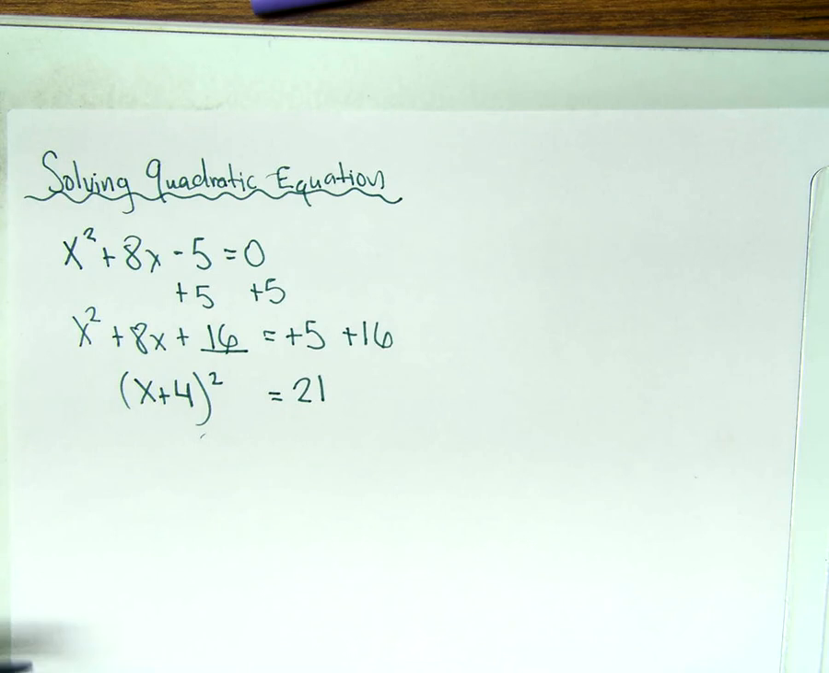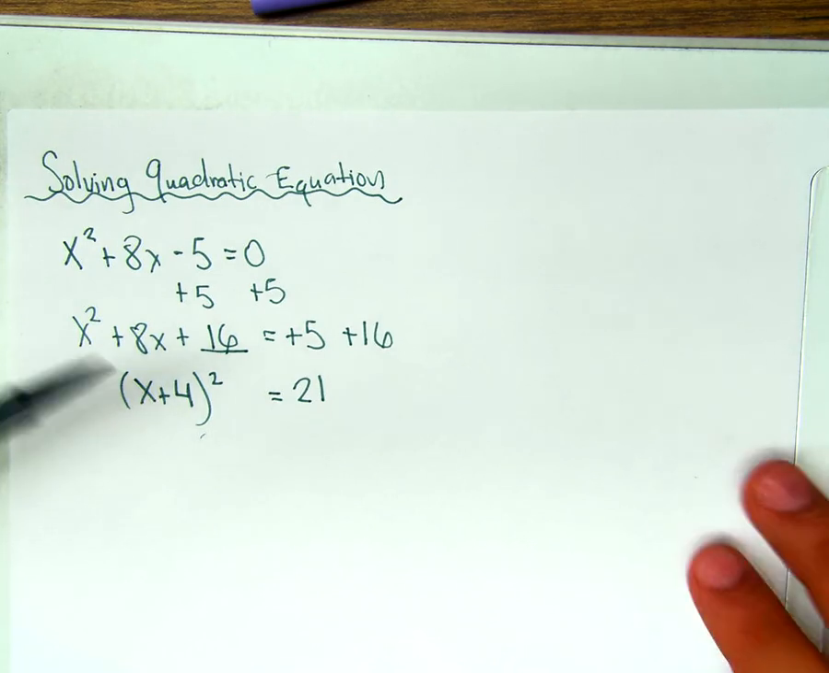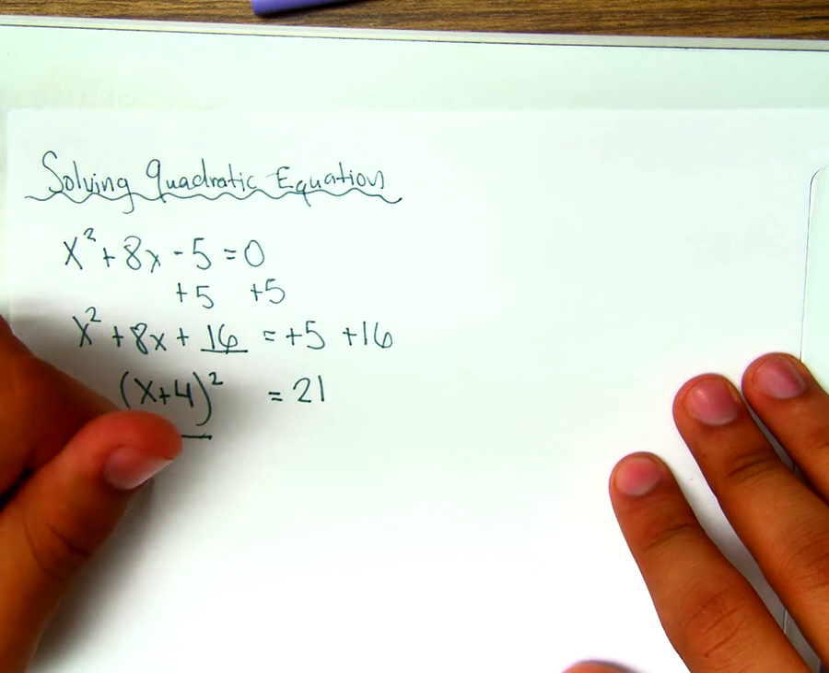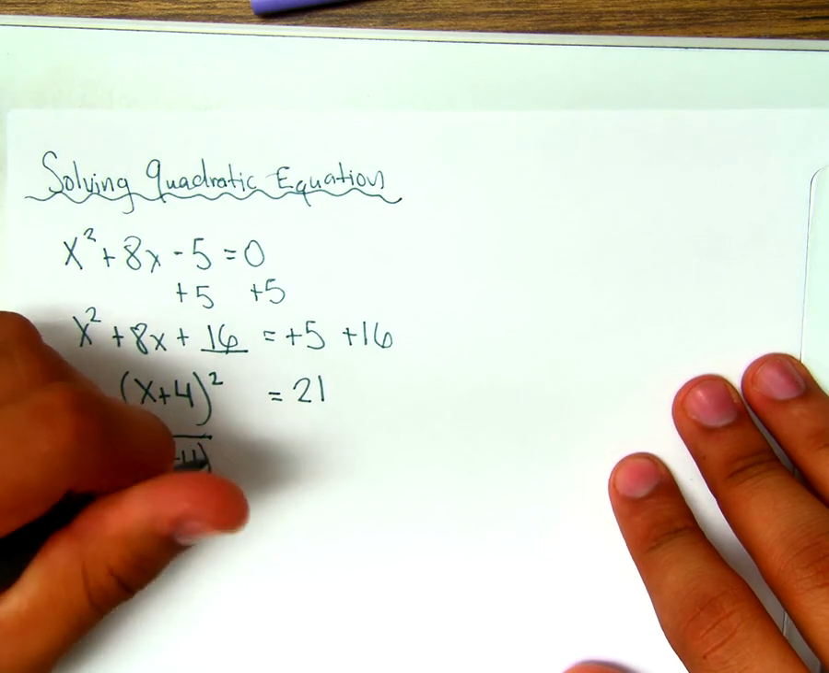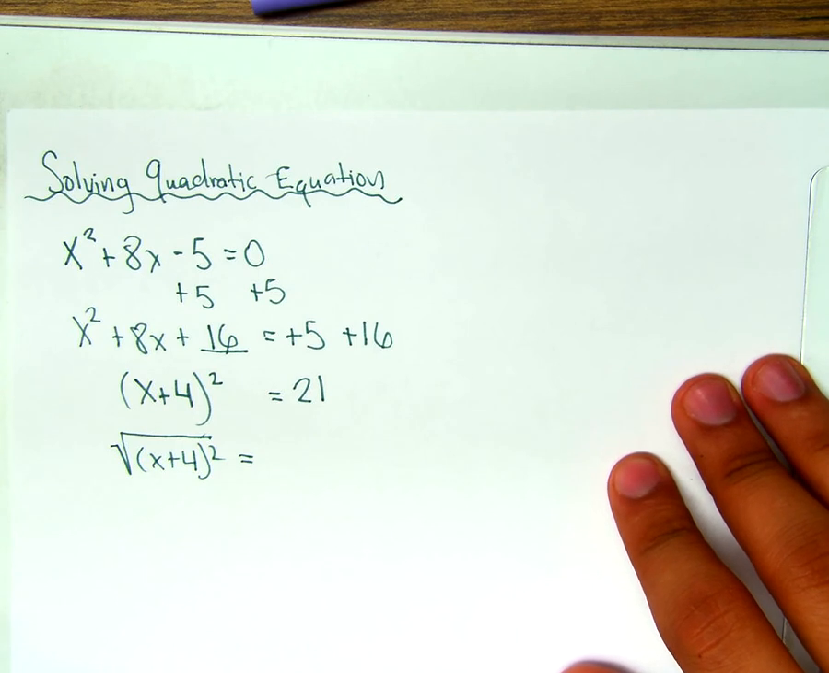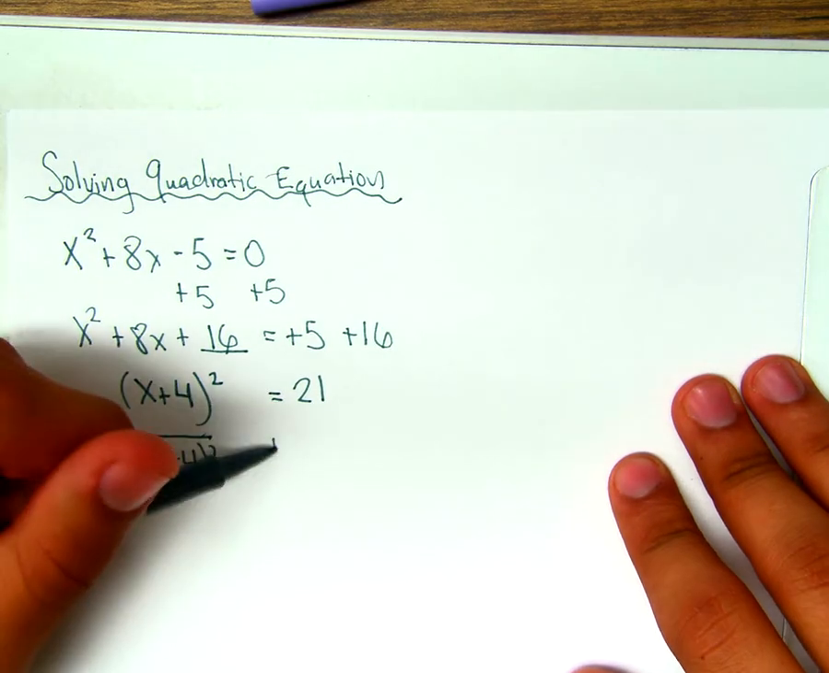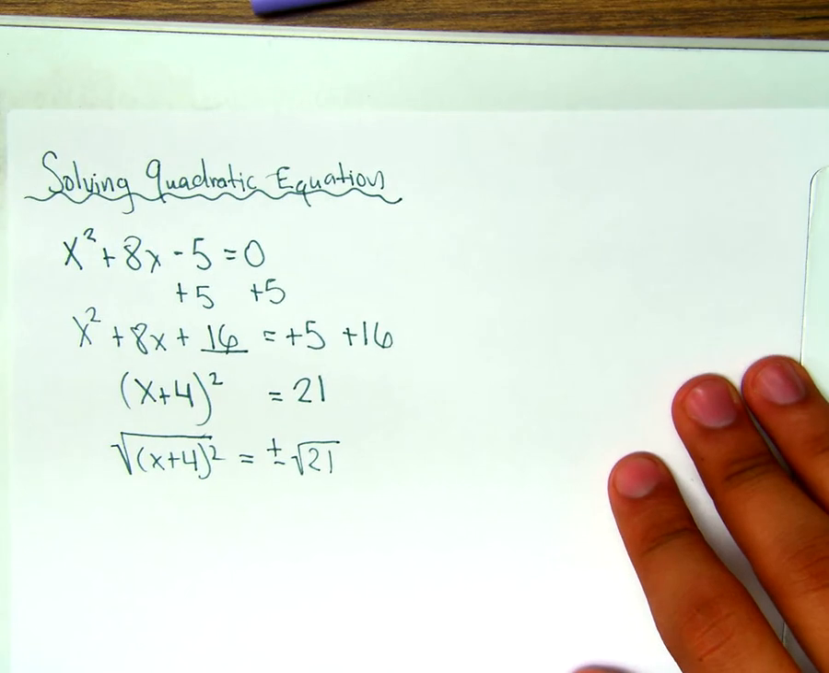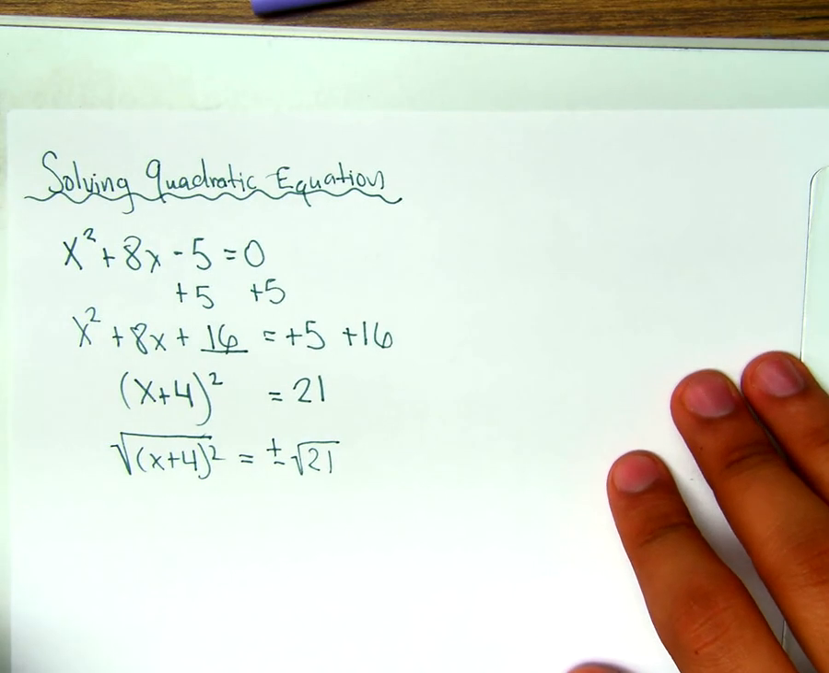Square root it. Okay, we want to begin to solve for x, so we want to square root it. So if I square root this side, what happens when I square root the right side? What do I need to put? Plus or minus the square root of 21. Yeah, there you go. Anytime we take the square root, we have to remember to put plus or minus.